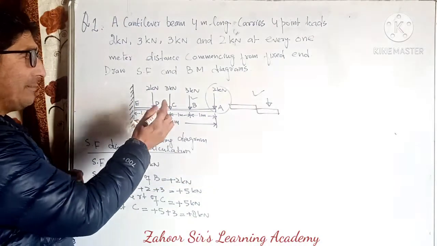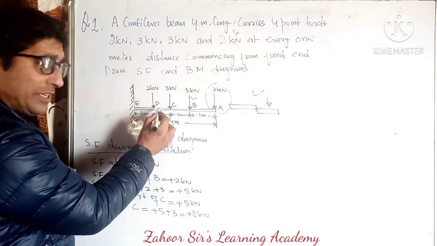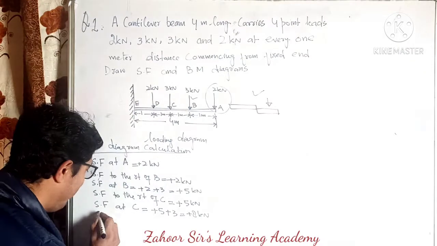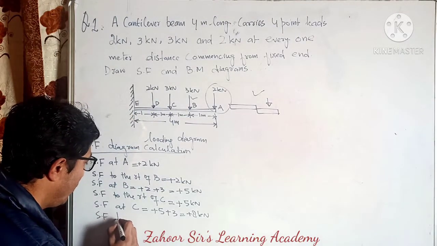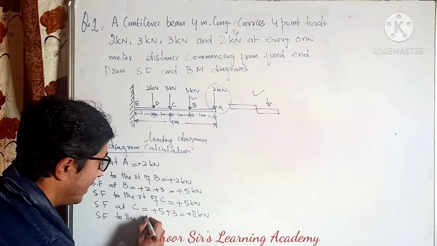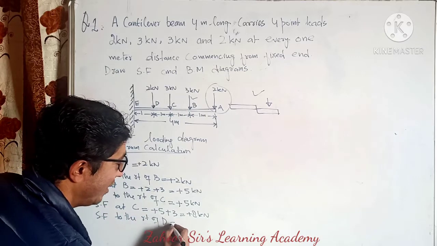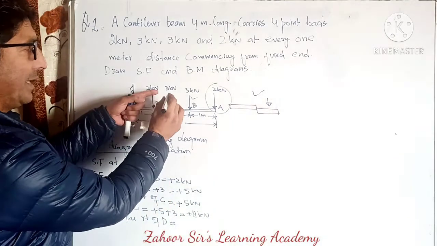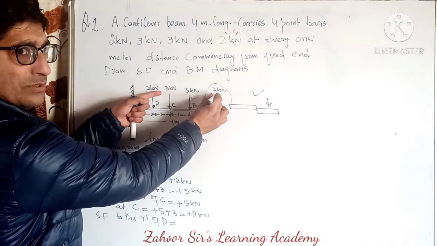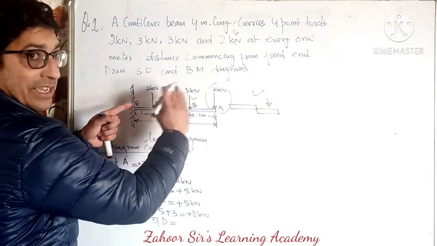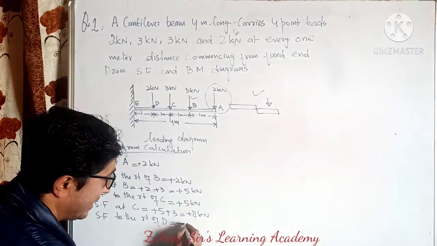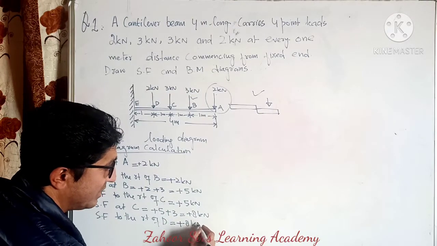Now, again, same thing. SF to the right of D. What is to the right of D? 3 plus 3 plus 2, that's to the right of D. Yes, that is plus 8. So I can write plus 8 kilonewton.